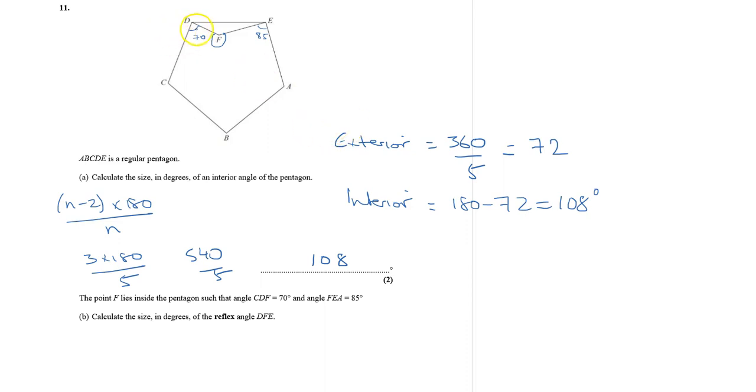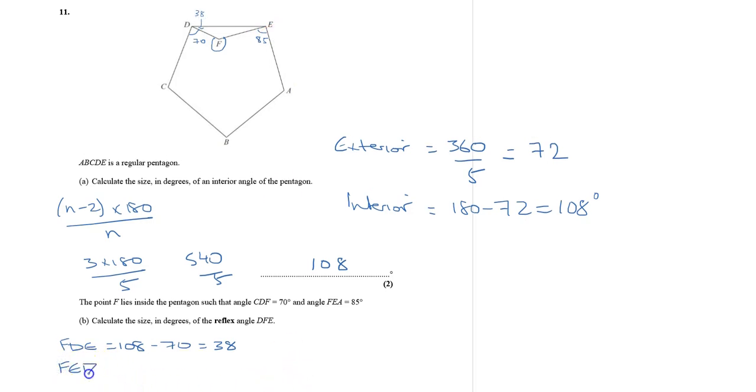Now, what we can do is, as we know the interior angle of a polygon, of a pentagon, is 108, we can work out what these two angles here are. Therefore, we can work out what this angle here is, and then we can work out the reflex angle. So we can work out FDE, because it's going to be 108 minus 70, which is 38. So that's this one here. So that's 38.